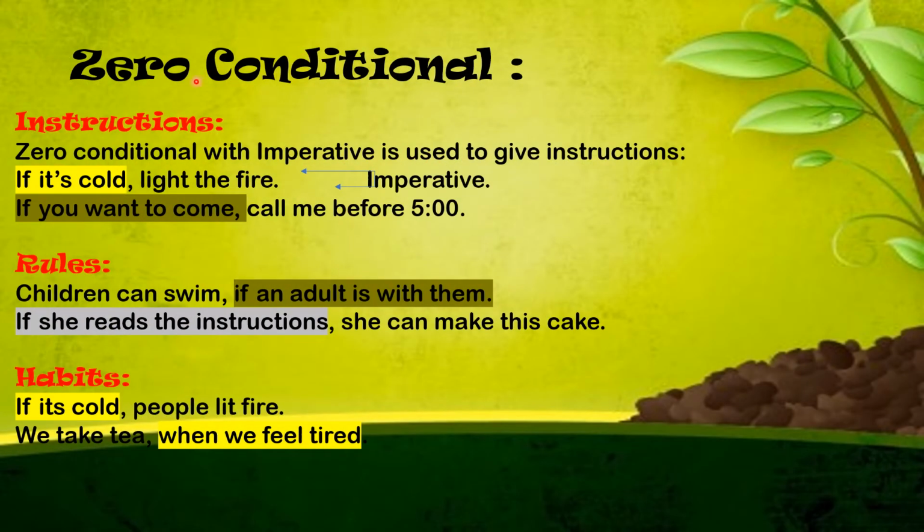We can use zero conditional to talk about habits as well. If it's cold, people light a fire. So this is a habit. Mostly people do like this. So we can describe a habit using zero conditional. We take tea when we feel tired. This is again a habit. So did you see that here the result clause is coming afterwards? So switching the position of the clause will not change the meaning.